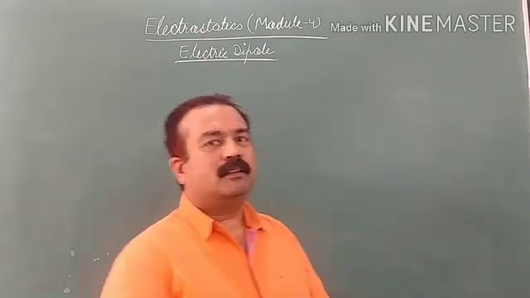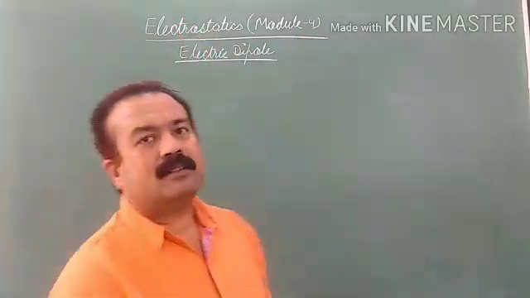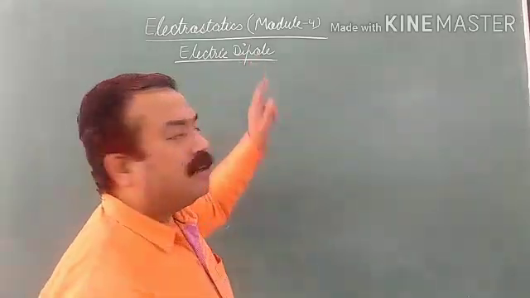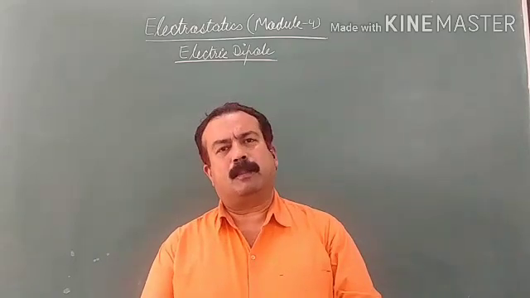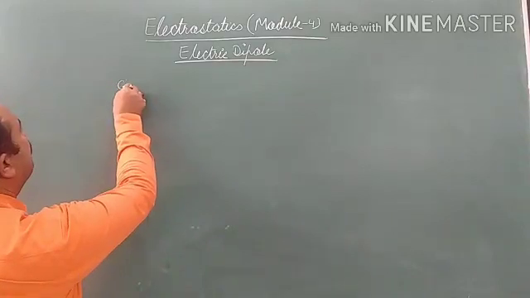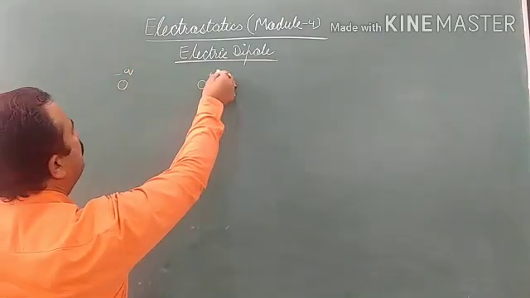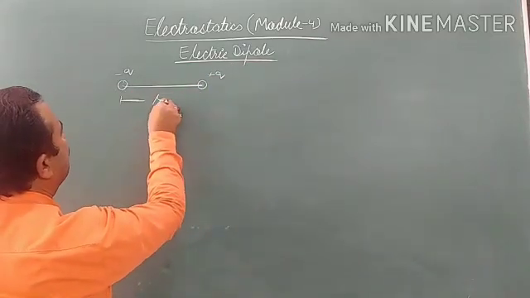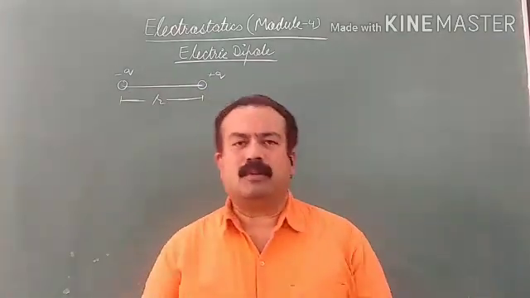I am here again with my fourth module of Electrostatics, class 12th topic. My topic is electric dipole. So what is the meaning of electric dipole? Basically, when two equal and opposite charges, negative charge and positive charge, are kept at a certain distance, that is called an electric dipole.